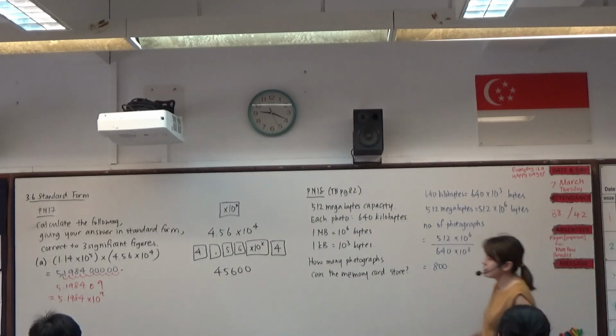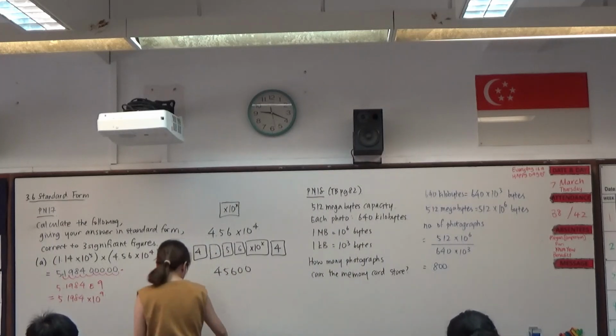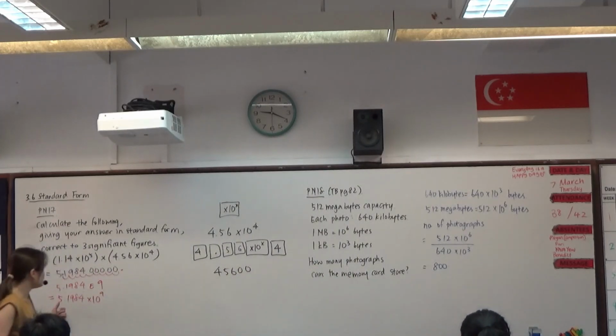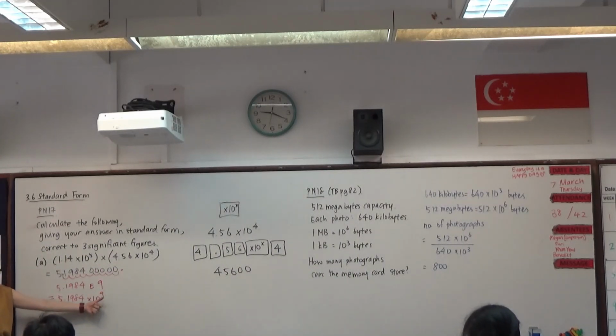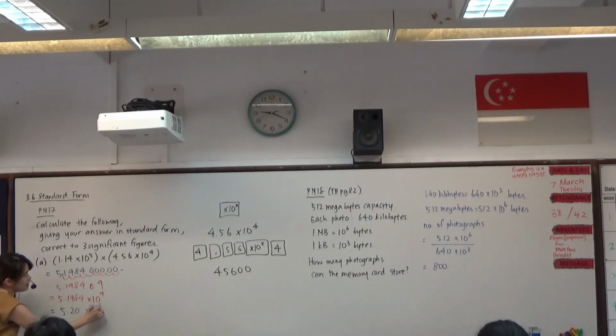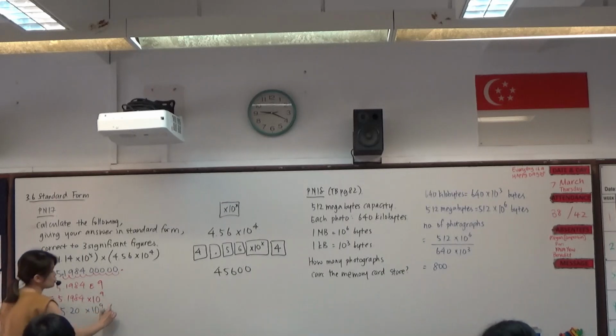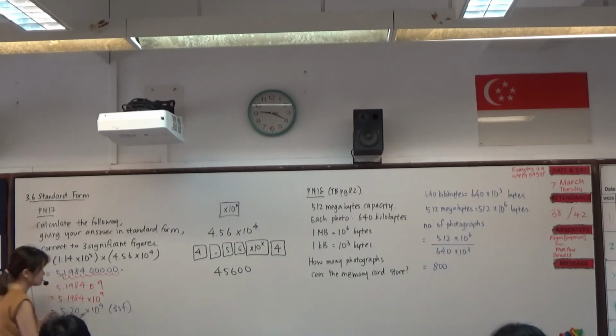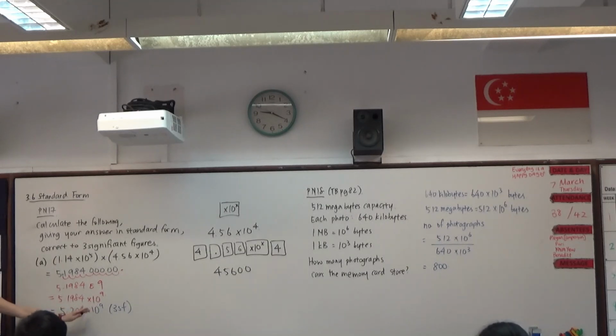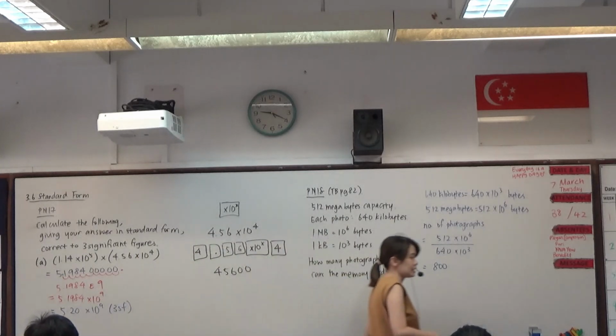I have not yet corrected this answer to 3SF. So with 5.1984 times 10 to the power of 9, to convert it into 3SF, it is this number over here that we are trying to change into 3SF. So it should be 5.20 times 10 to the power of 9 in 3SF. We're just converting this. The times 10 to the power of something doesn't affect the 3SF.